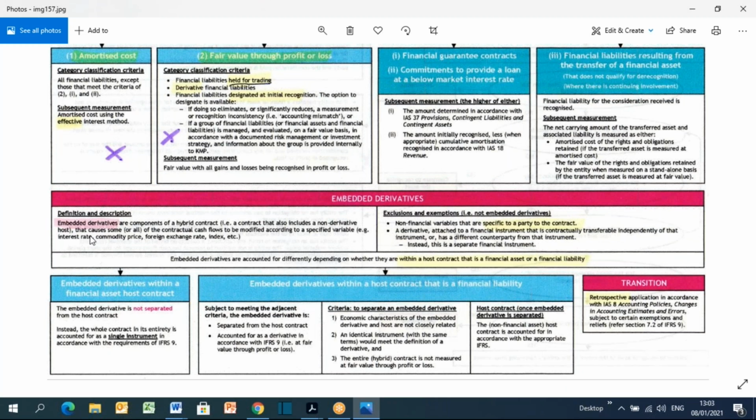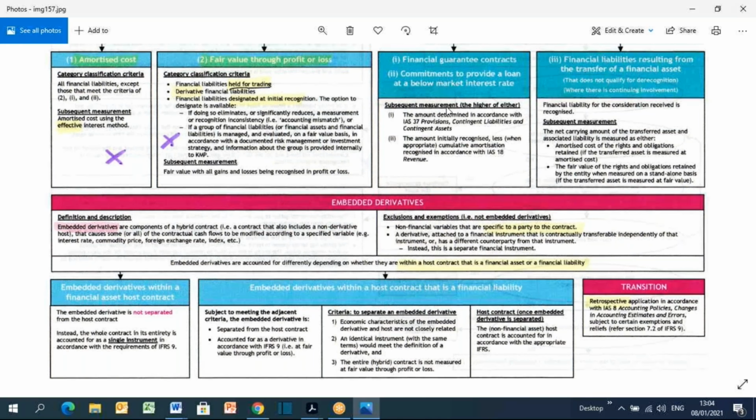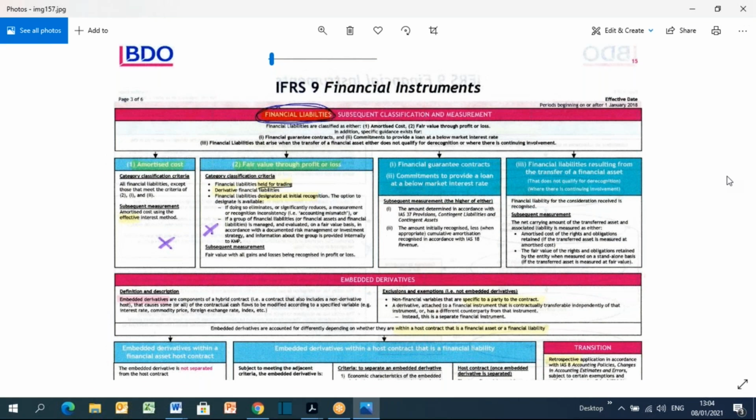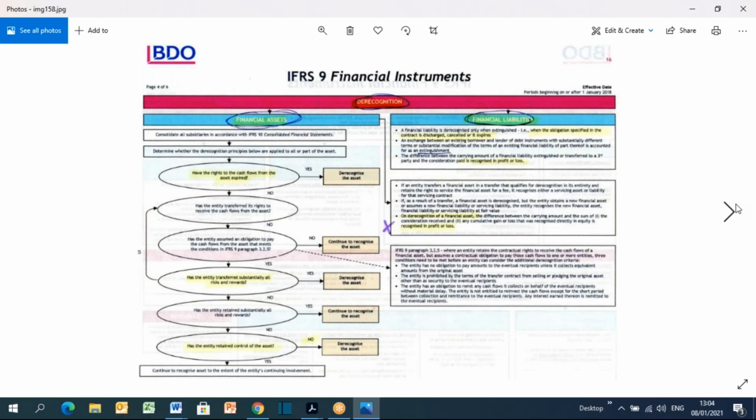I think there are one or two examples in the BPP revision kit, and yes, it's a difficult topic to get into, but by doing examples you understand this. There's no point for me now to try to explain this because it will take quite a long time. So yes, that is IFRS 9. And let's move on in here.